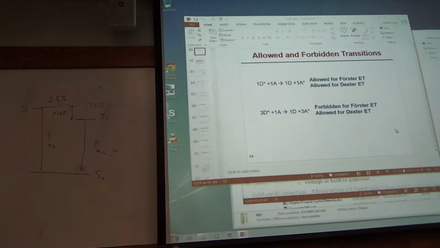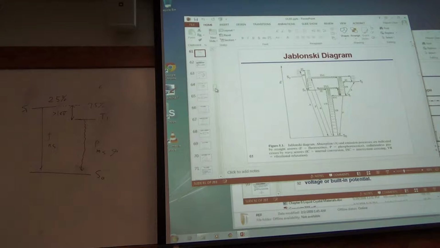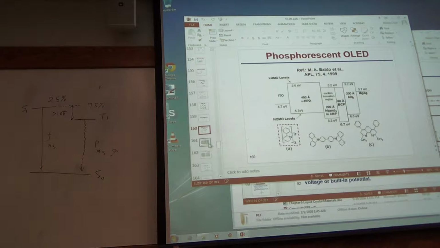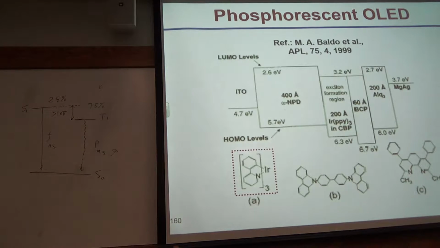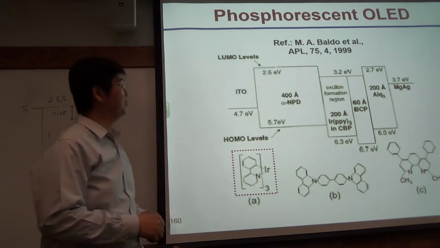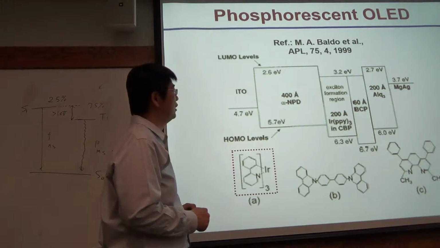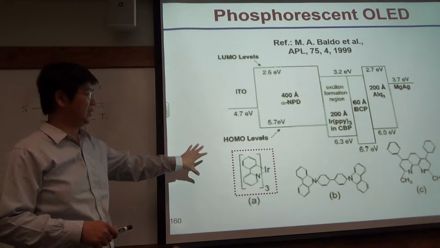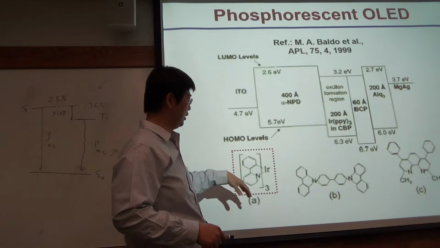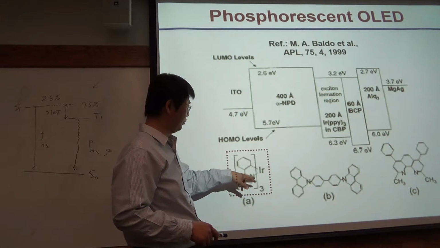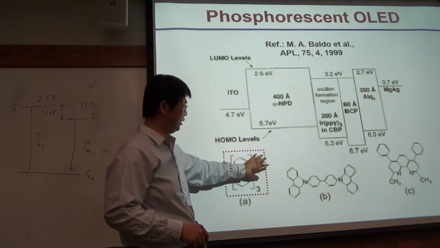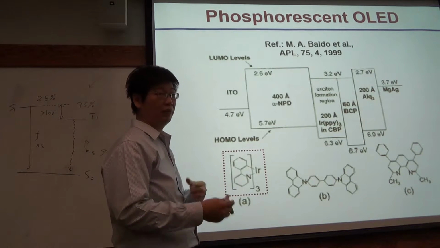So there's a way to do that. That is a very important paper published in 1999. They use a material we call the iridium Ir(ppy)3. So it's an iridium inside organic material. Iridium is a heavy metal.